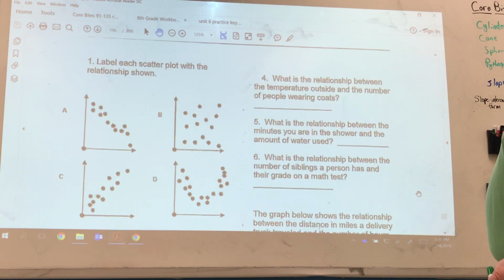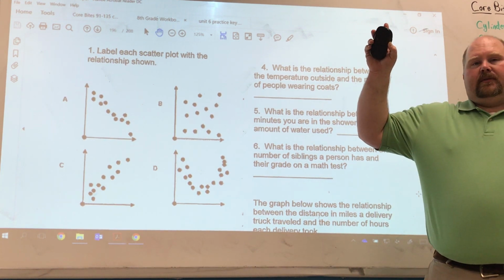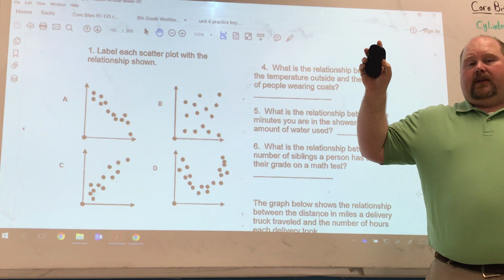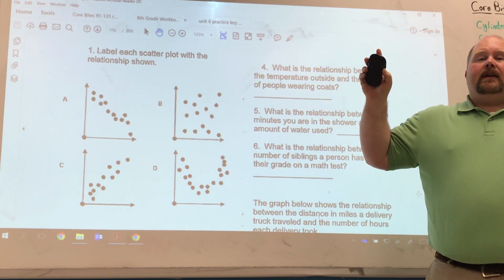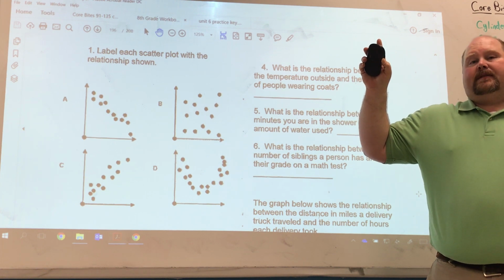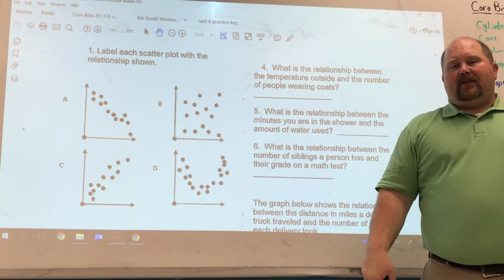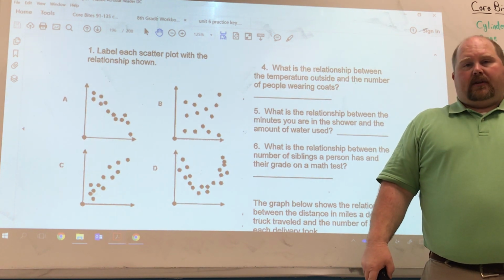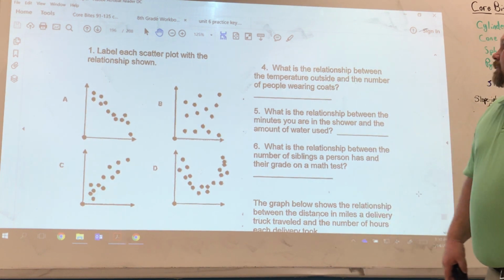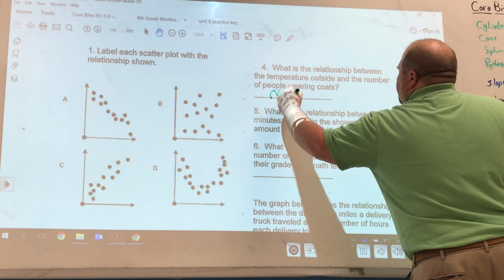Number 4. What is the relationship between the temperature outside and the number of people wearing coats? Well, as the temperature goes up, what happens to the people wearing coats? Do they go up or do they go down? Okay. As the temperature goes up, the number of people wearing coats goes down. So those are opposites. That's a negative relationship. The opposite of that is also true. As the temperature goes down, the number of people wearing coats goes up. Okay? So this is a negative relationship.